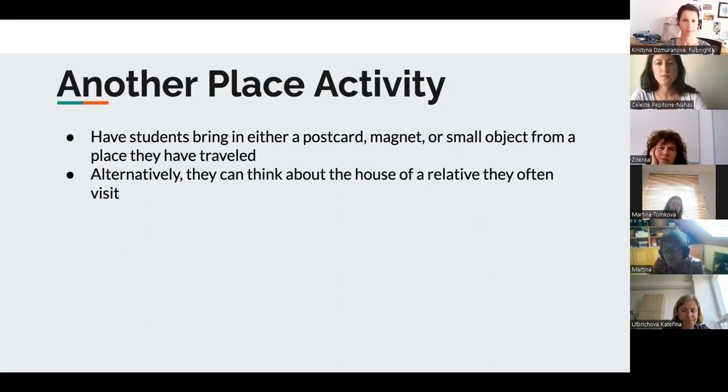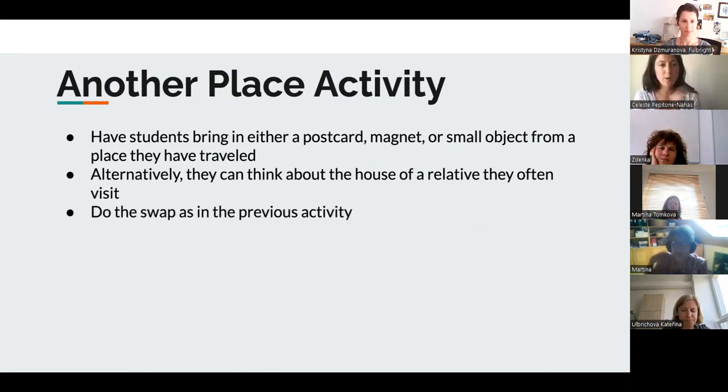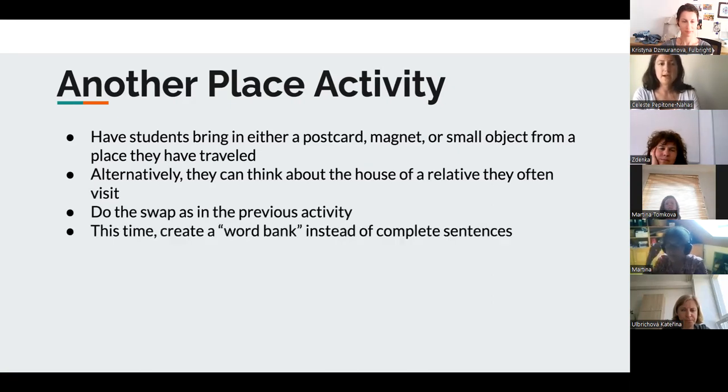And again, they should swap their postcards or objects. This time, instead of writing in complete sentences, simply make a word bank. So if I have received this bicycle tire, I should make a circle, and in the circle write as many words as possible that relate to this to me.